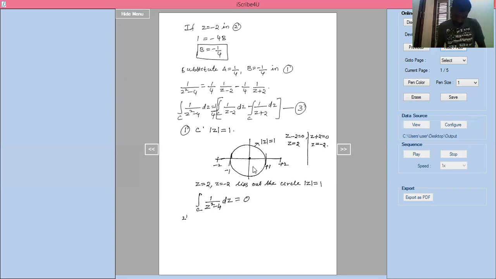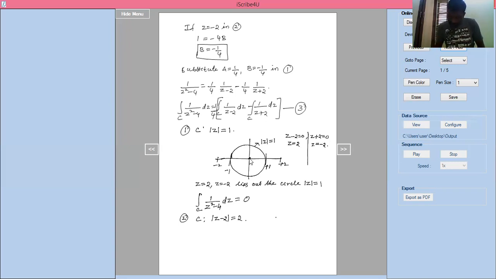Next, the second one we can take. C is a circle, modulus of z minus 2 equal to 2. How do you draw this circle? Previously, modulus of z equal to 1 meant the center was at the origin, which I took.